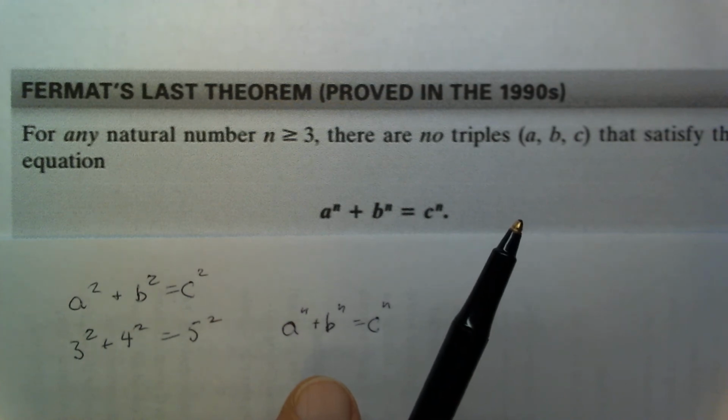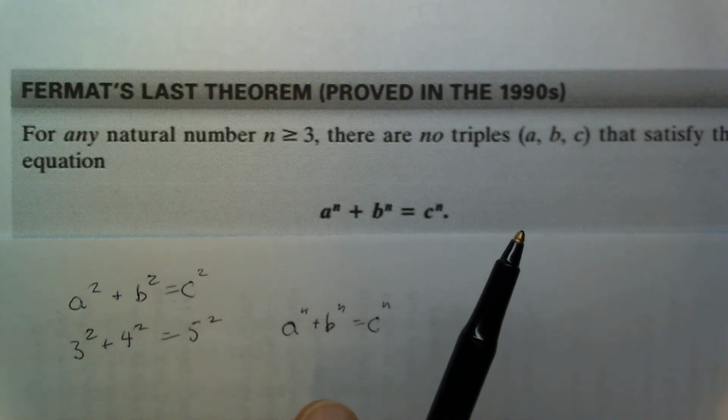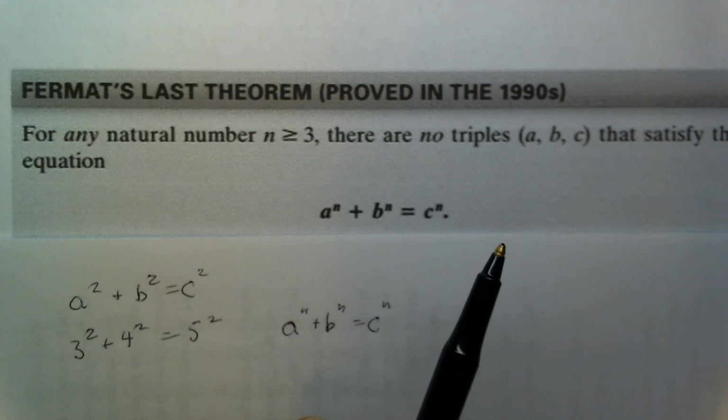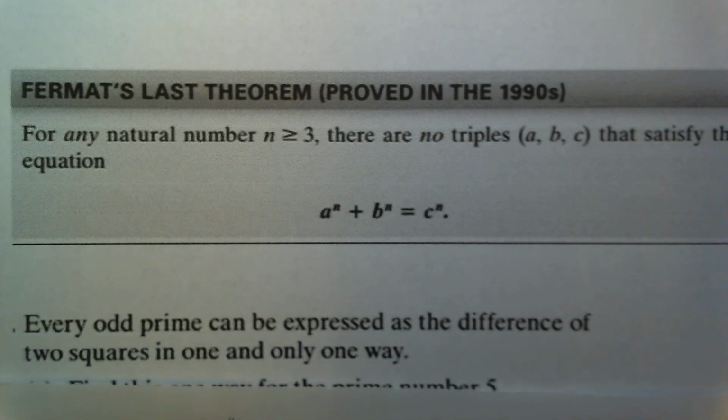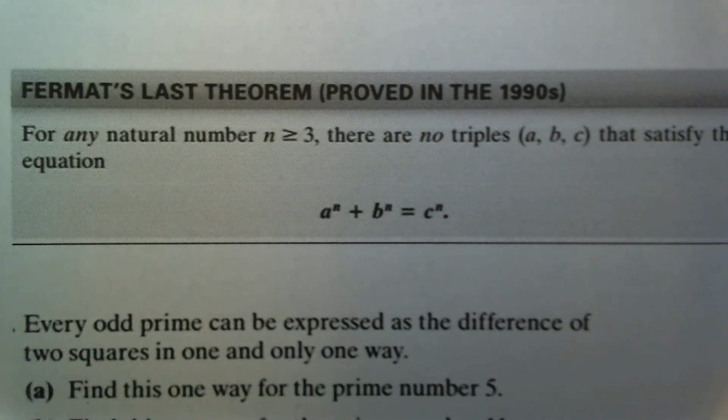He made this claim in the 1600s, so it was like 300 plus years later that the proof was finally developed. So obviously a lot of work has gone into that. We can also say here's how it's applied: every odd prime can be expressed as a difference of two squares in only one way. So let's do that. Let's find one way for the prime number 5, and then find one way for the prime number 11.